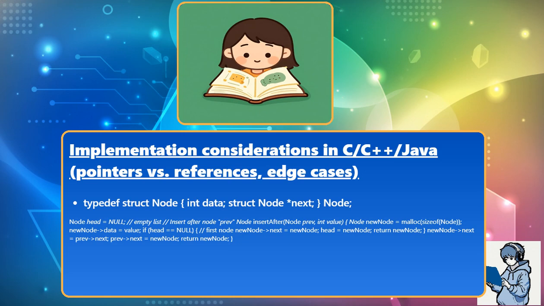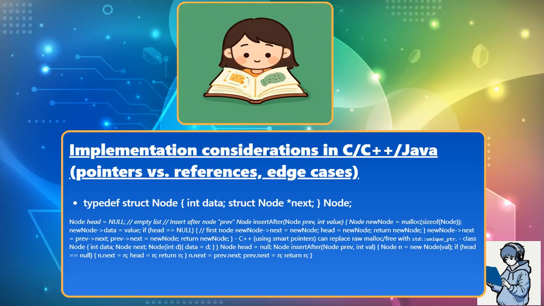C++ using smart pointers can replace raw malloc and free with standard unique pointer. Class Node with integer data and a reference to Node called next. Constructor takes integer d and assigns data to d. Node head equals null. Function insertAfter takes Node prev and integer val, creates new Node n with val. If head equals null, then set n.next equal to n, set head equal to n, return n. Otherwise, set n.next equal to prev.next, set prev.next equal to n, return n.